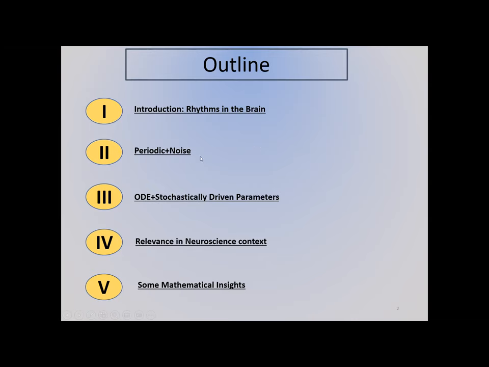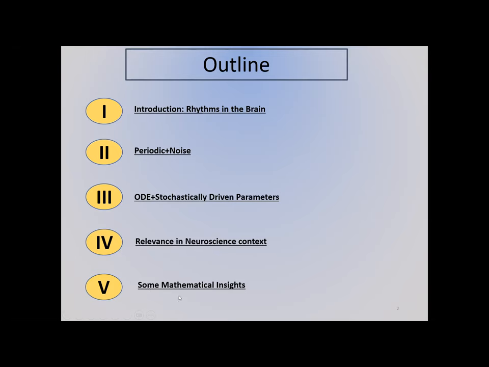Then we'll see another model, which was introduced in part one of this lecture, and we will see more in detail how it is relevant in neuroscience context. So again, these things have been presented very quickly in the first part, and we are going back to study it more in details.